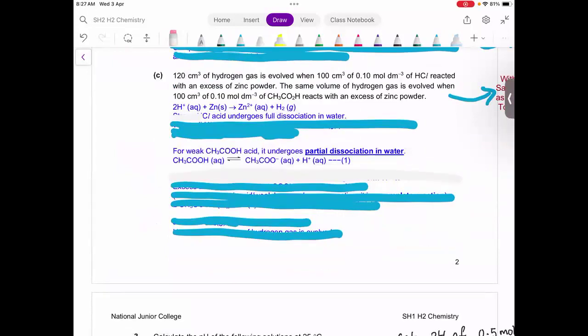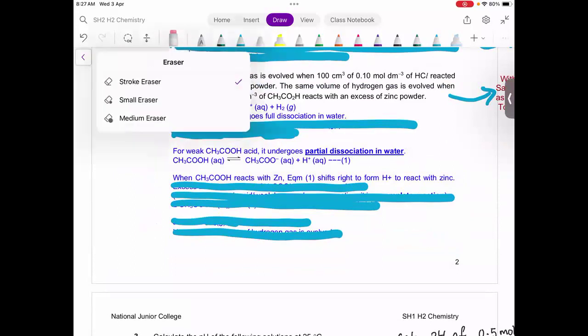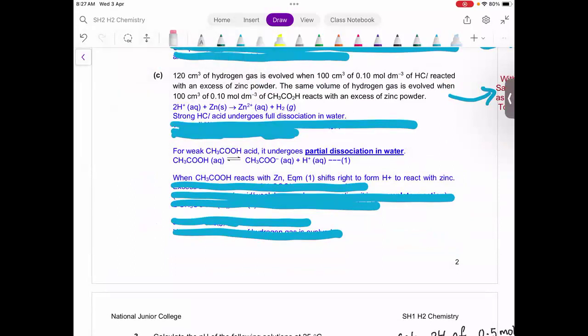Okay, so full dissociation, partial dissociation. Despite the drastic difference in the H plus concentration, it will still give rise to the same volume of hydrogen. The mentioning of the strong acid versus the weak acid is to explain that there is a lower concentration coming from your weak acid. So despite having lower concentration of H plus, there will still be a full dissociation.